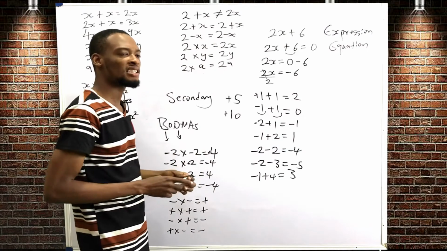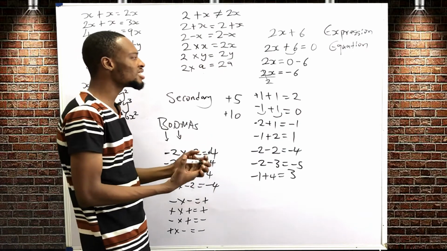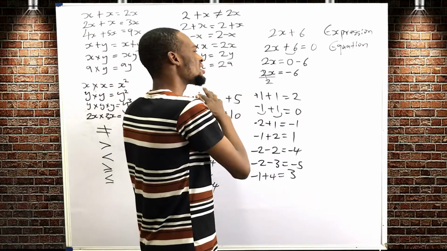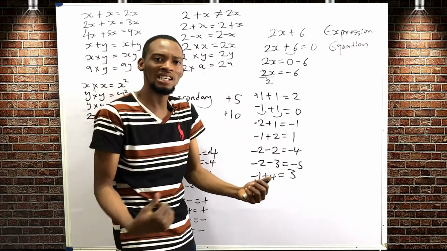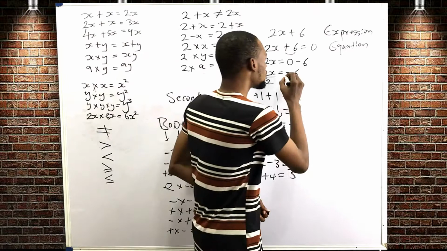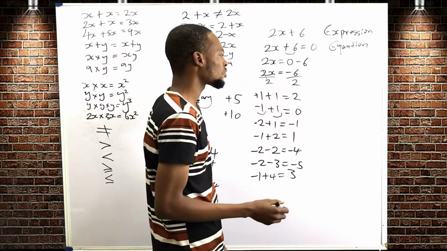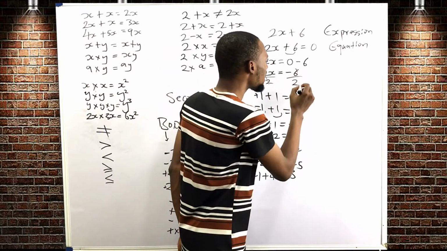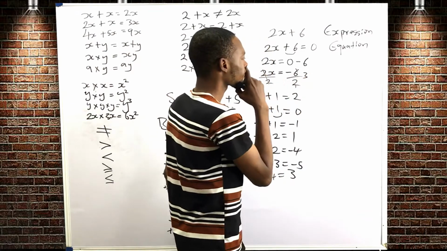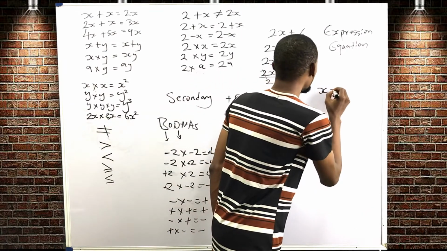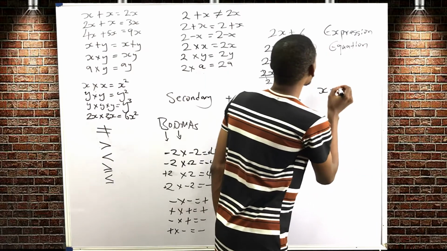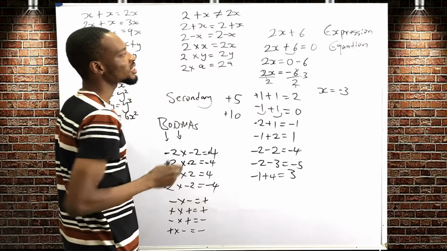But it won't be correct. In mathematics, what happens to the left side should happen to the right side so that the equation becomes balanced. Therefore, we divide here by 2 also. 6 divided by 2 is 3. The minus remains, minus 3. So s equals minus 3. That's what s is.